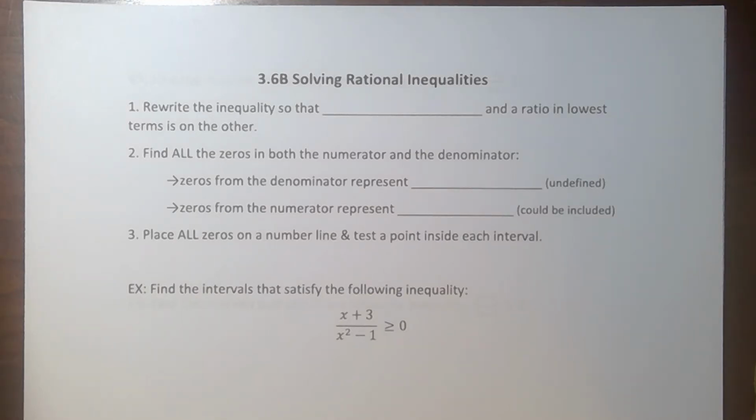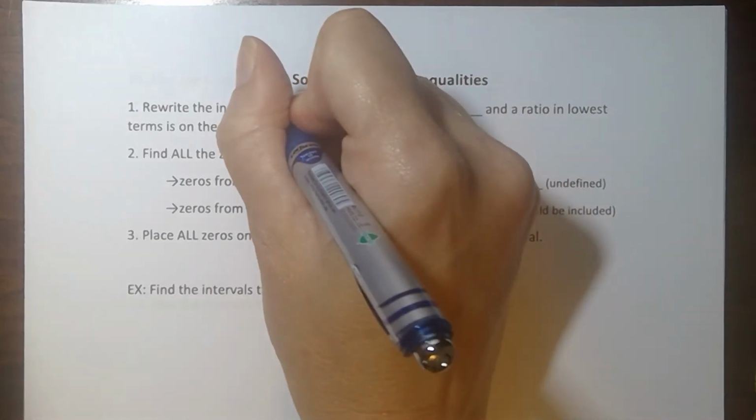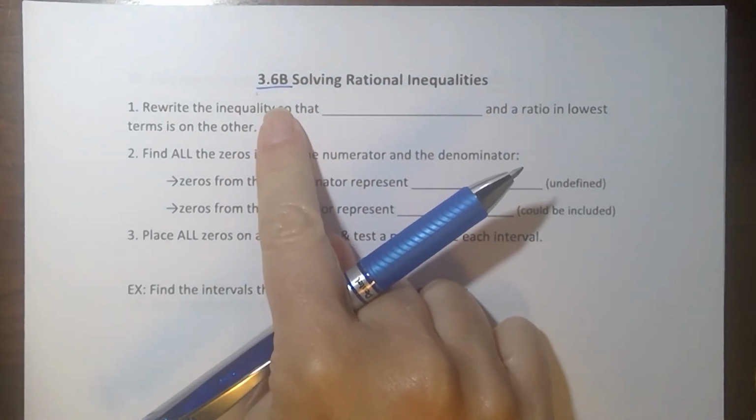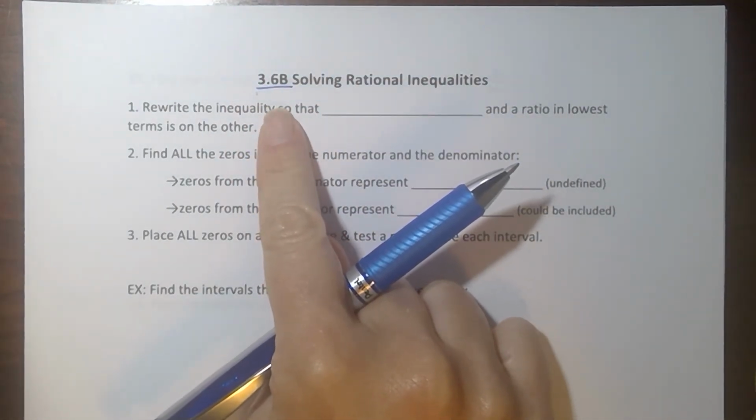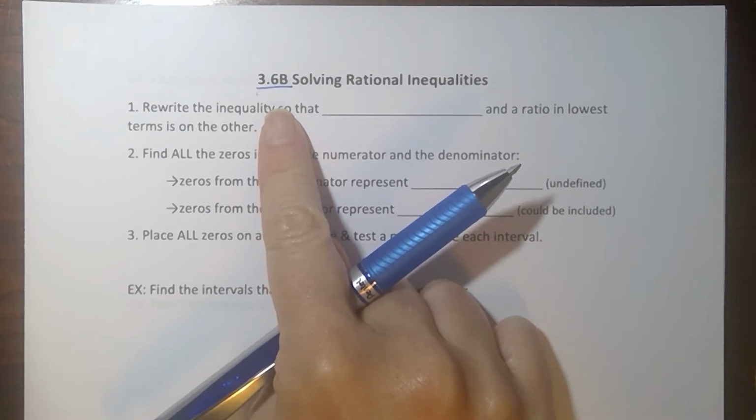In this video, we will be covering how to solve rational inequalities. We're in Chapter 3, Section 6, and it's designated 3.6b because we split this section. The first section we talked about solving polynomial inequalities. We learned the test point method, and that's what we're going to be continuing with in this section.